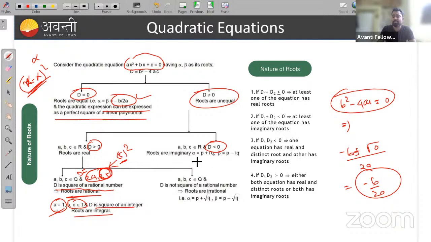And when D is less than 0, you are getting imaginary roots, and they come in pairs. If one root is p plus iq, then the other root will be p minus iq. When the discriminant is a perfect square, the roots will be rational. When the discriminant is not a perfect square and D is greater than 0, you will get irrational roots, and irrational roots also occur in pairs. If one root is 2 plus root 3, then the other root will be 2 minus root 3.